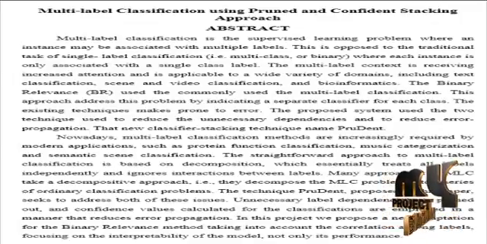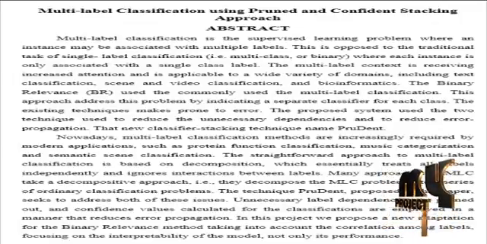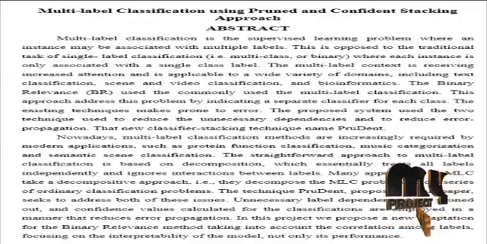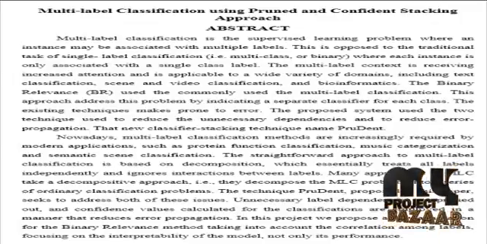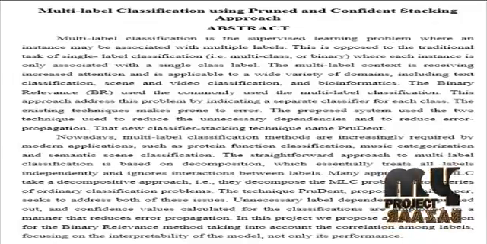The technique of PruDent proposed in this paper seeks to address both of these issues. Unnecessary label dependencies are pruned out, and confidence values calculated for the classification are employed in a manner that reduces error propagation. In this project, we propose a new adaptation for the binary relevance method, taking into account the correlation among labels, focusing on the interpretability of the model, not only its performance.